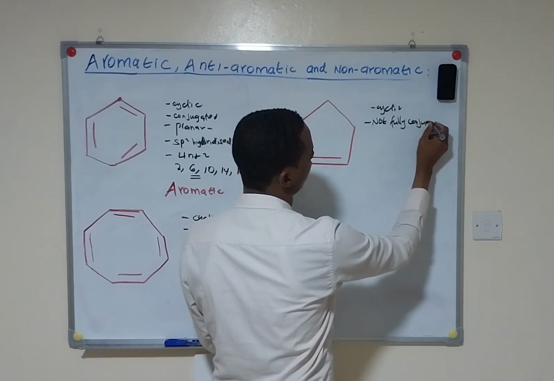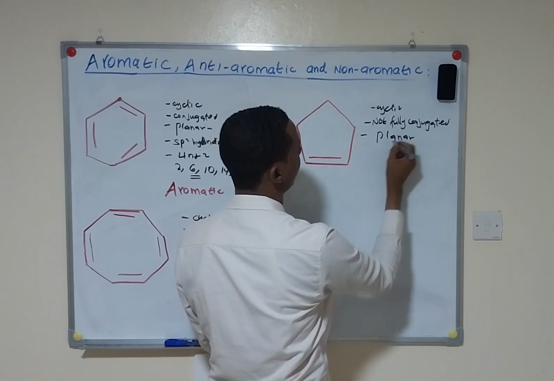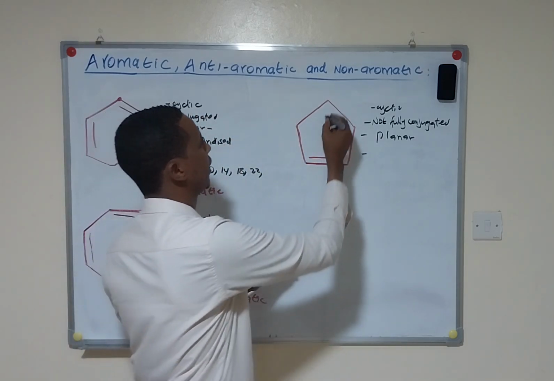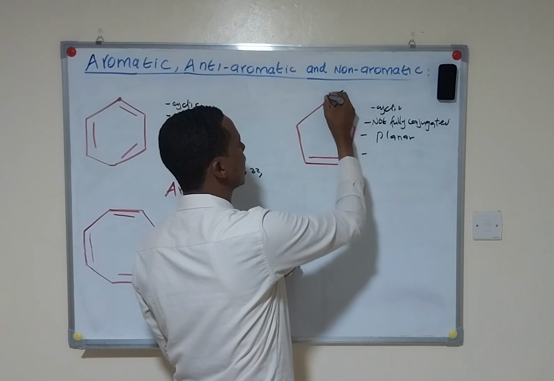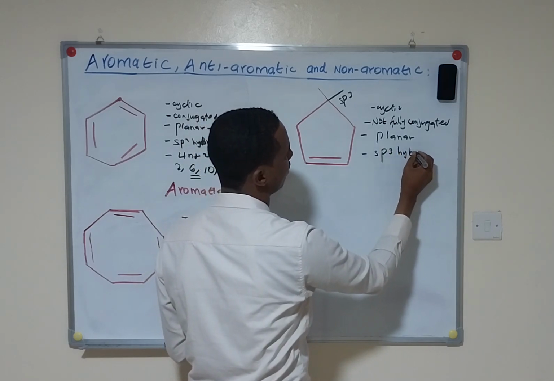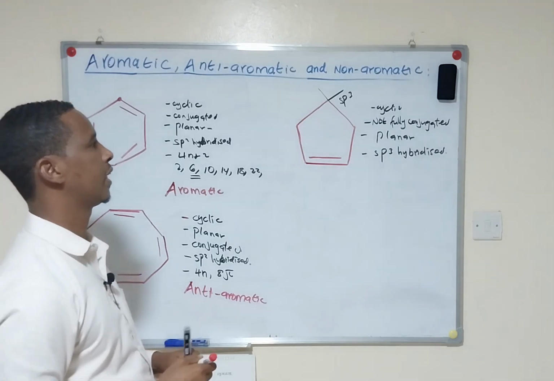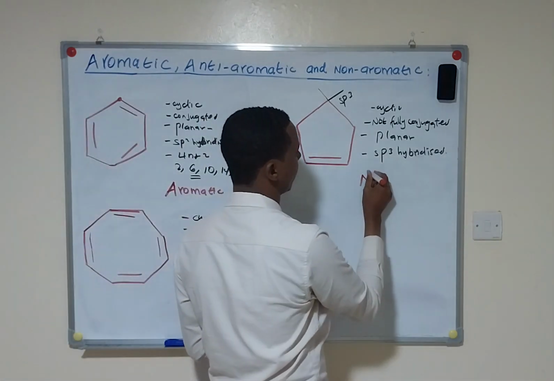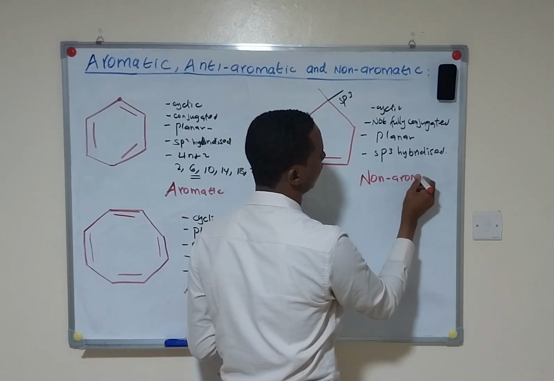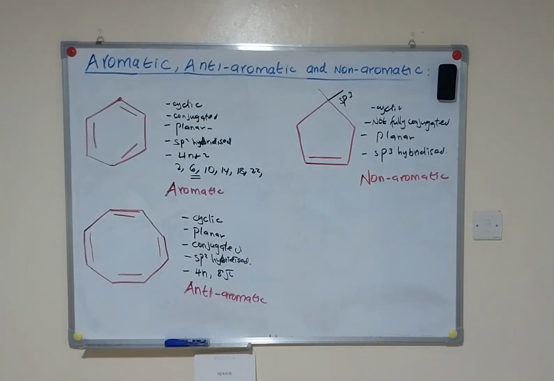Is it conjugated? Not fully conjugated. And it's not planar. And if you look here, the compound is sp3 hybridized. So if the compound is sp3 hybridized, the compound is non-aromatic. So that is how we can identify whether a molecule or compound is aromatic, non-aromatic, or anti-aromatic.